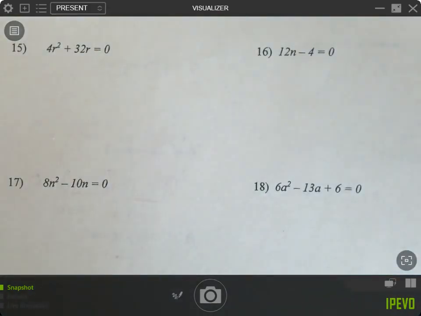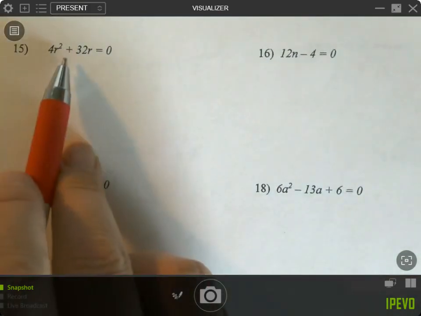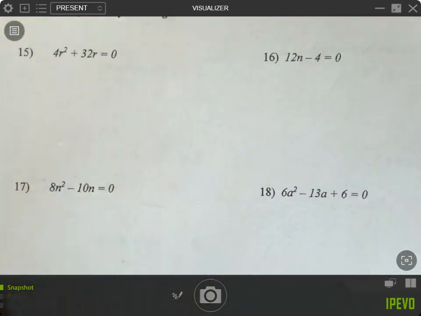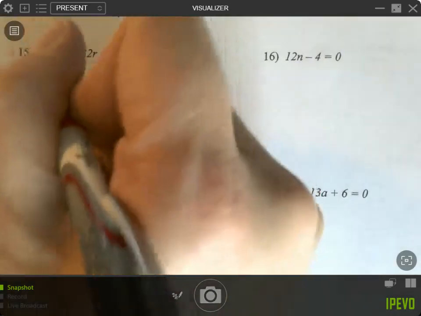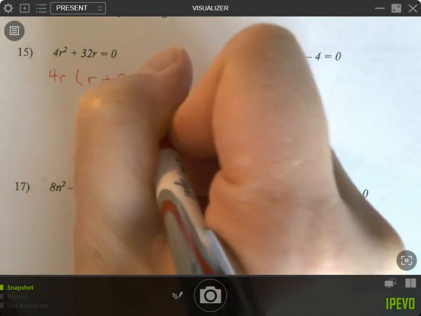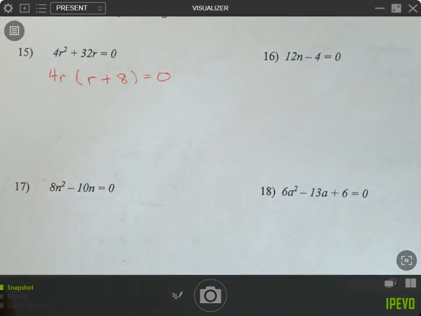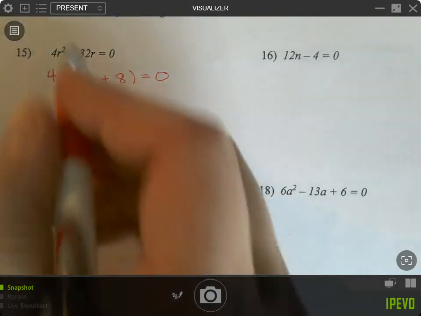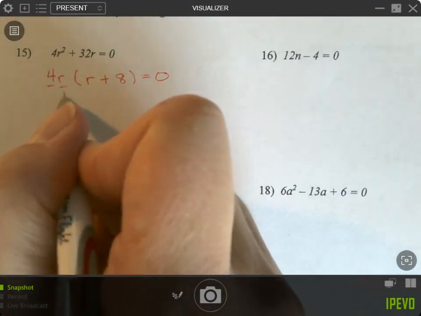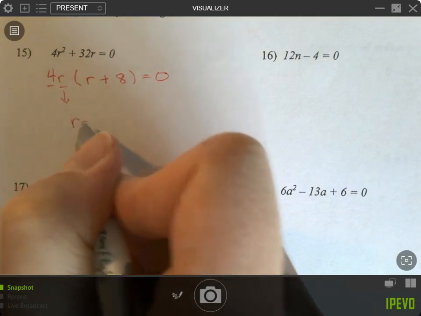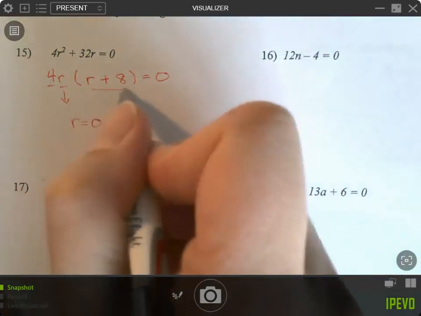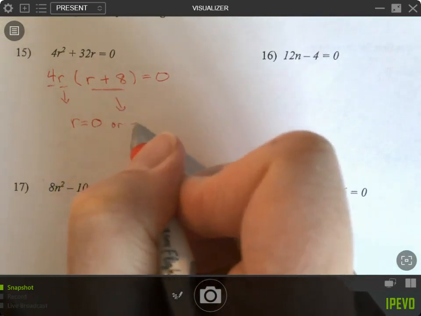So look at number 15. Notice I only have 2 terms there. While the last ones that had only 2 terms are difference of squares, guys, this is not a difference of squares. Sometimes you just need a GCF. What would the GCF be? A 4 and an r. What's left? r plus 8 equals 0. So I divided by 4, and I knocked down an r. That's it. It's factored. 4 will always be 4, but what could make r 0? If r is 0, what would make r plus 8 0? -8. r is -8.